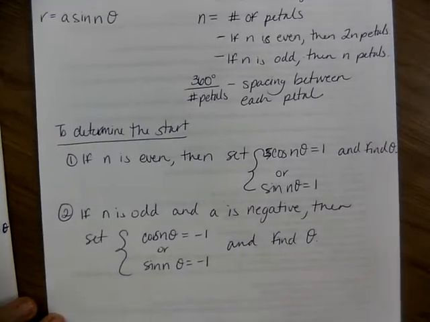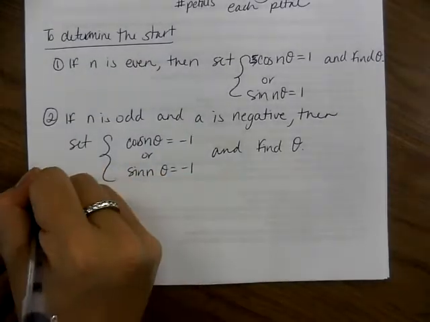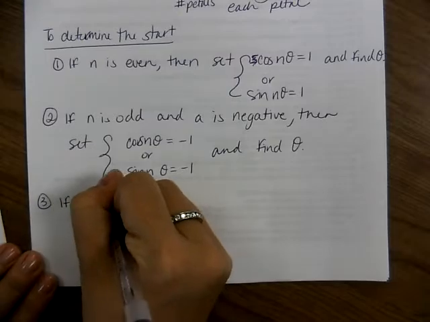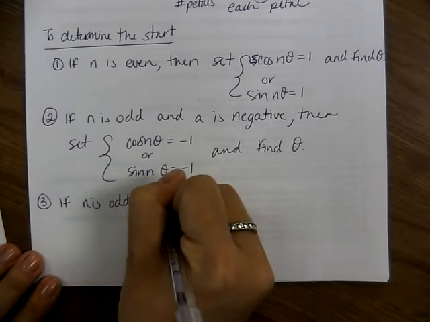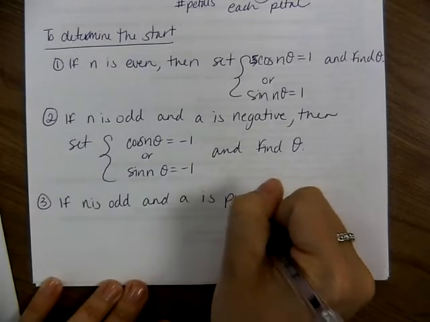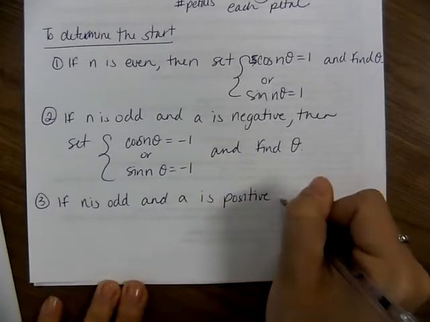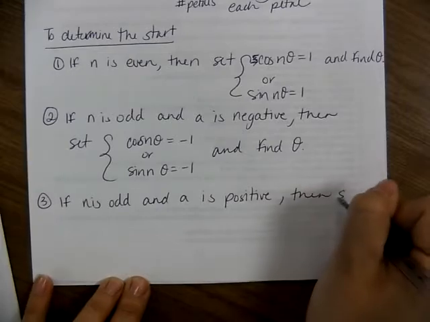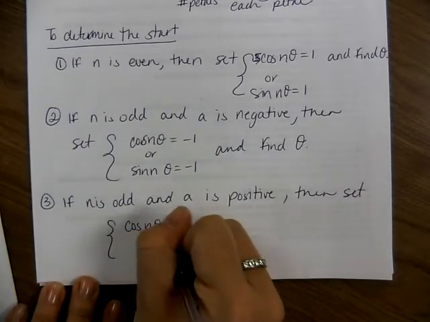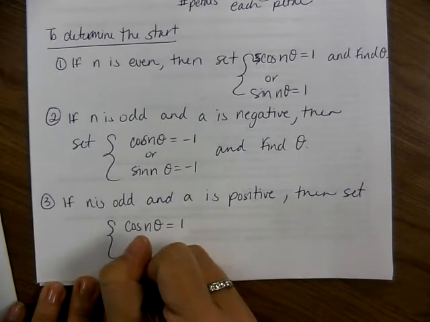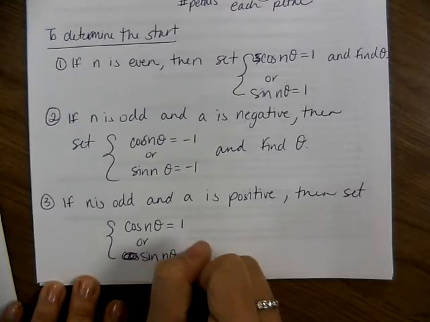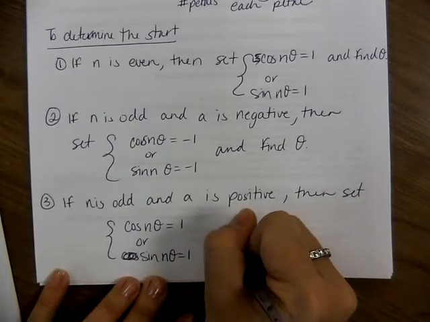There's one more scenario. If n is odd and a is positive, then you set cosine of n theta equal to positive 1, or sine of n theta equal to positive 1, and then you find theta.